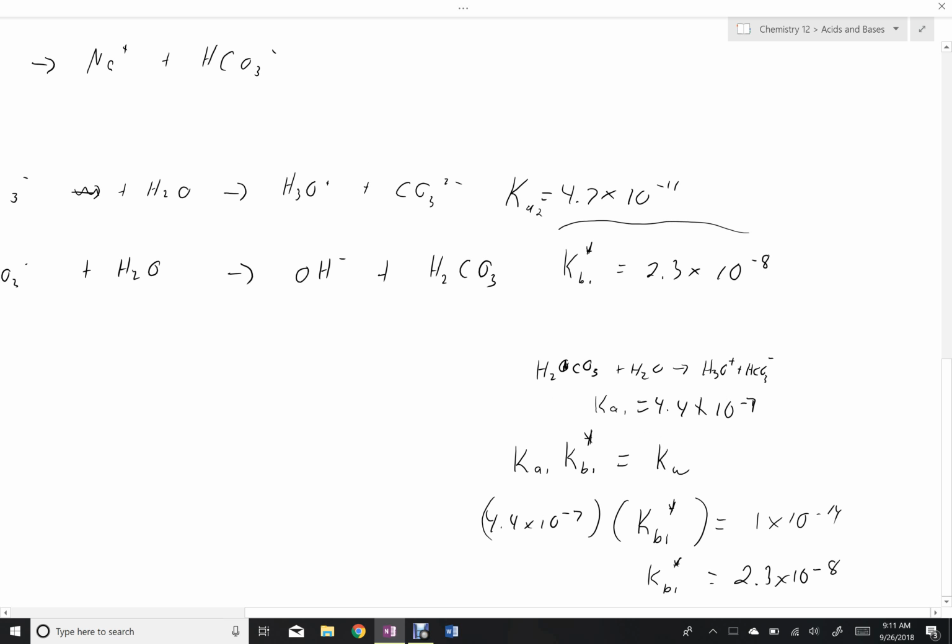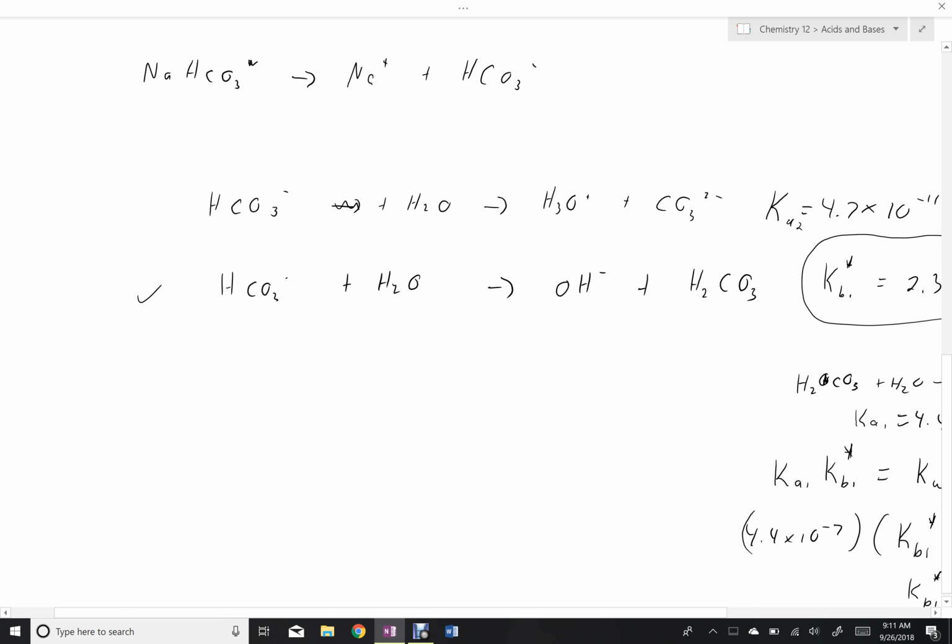So this one is about 1,000 times bigger. What that means is in distilled water, this process happens a lot more than the other process, which means that HCO3 minus behaves as a base way more often than as an acid. So the pH, which depends on how much NaHCO3 is put into the solution, is going to be somewhere on the order of 9 or so.